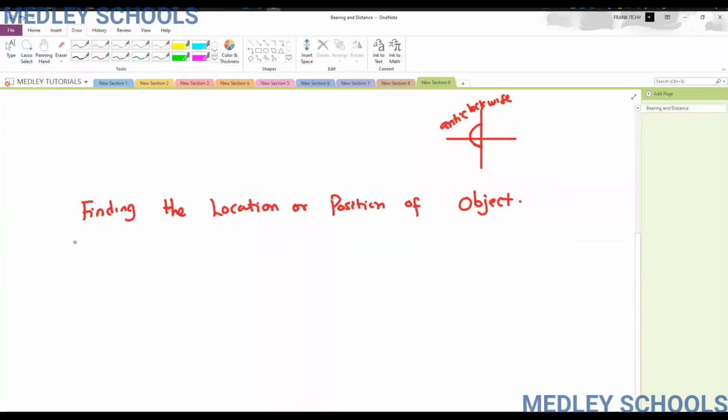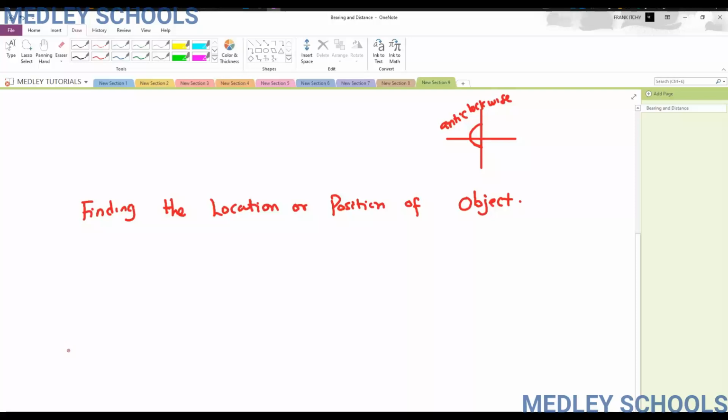Now, we want to learn how to find the location and position of objects, that is the bearing. The bearing is the angle measured in a clockwise direction from the north. The bearing is used to describe the position or location of a given place with reference to another. That is, when you want to find the bearing of a particular object, you have to reference it to another.